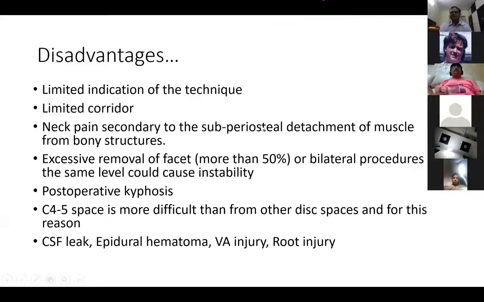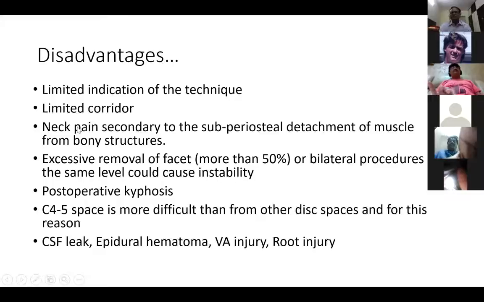Now coming to the disadvantages. You cannot do this type of approach for all disc prolapse. So the indication is very, very limited, and you can see that the corridor is also very limited. The major disadvantage I have encountered in practice is that these patients continue to have some amount of neck pain, probably because you do some periosteal detachment of muscles from the bony structures. But it is self-limiting, and usually it all resolves by 4 to 6 weeks.